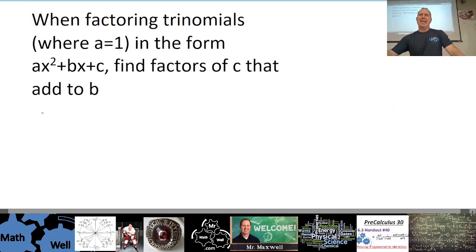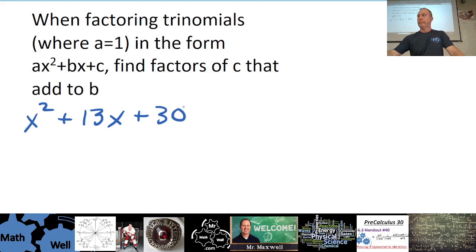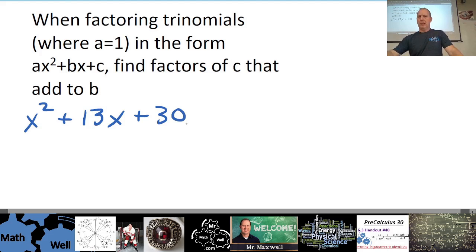Okay. Again, this is going to be an easy one, another easy one, and then I'll gradually make it more and more difficult, okay? X squared plus 13x plus 30. Okay. So this is a trinomial. A is 1. Okay, no problem.